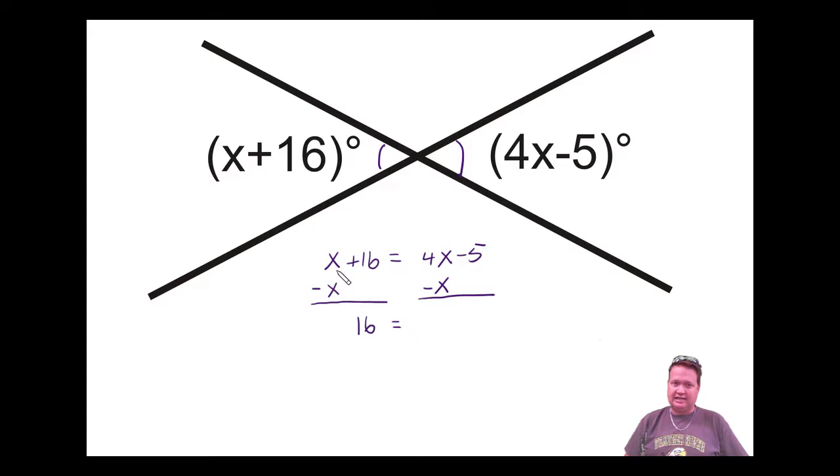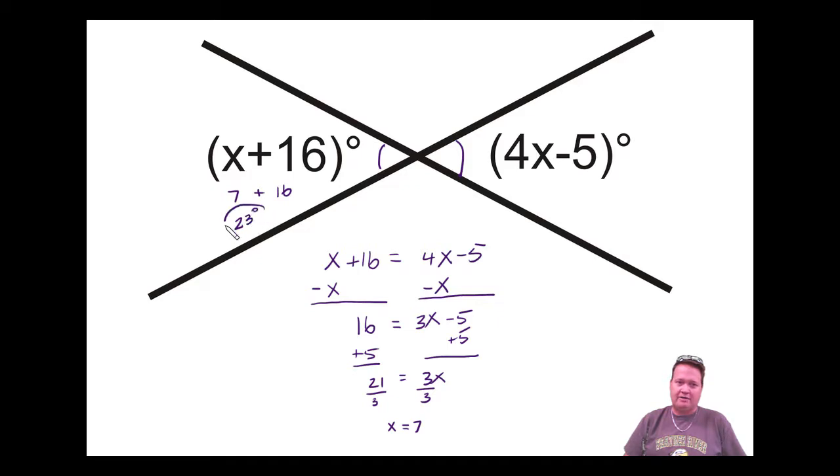That 16 is all that's left, and 4x take away x is 3x minus 5. We're going to go ahead and add 5 to both sides and solve this equation. We get 3x equals 21, and when I divide by 3, I get x equals 7. I'm going to turn it around. X is 7. Now, if all I was trying to do was find x, that's the value of x that makes this true. If I want to find out how many degrees this is, well, I've got to substitute it back in. 7 plus 16. This side is 23 degrees.